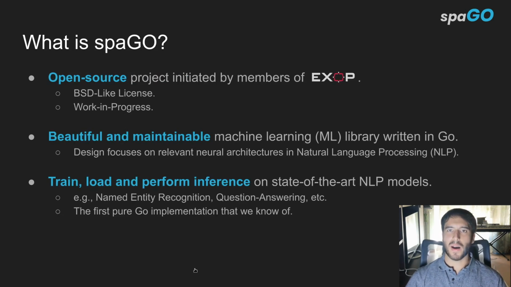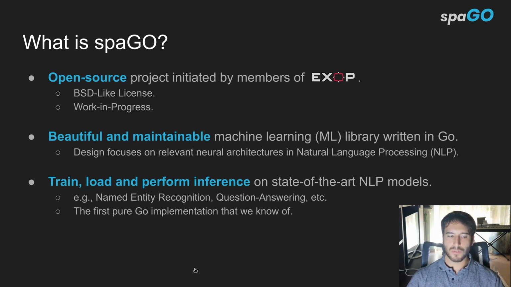So now, what is spaGO? spaGO is a work in progress open source project initiated by EXO members. It's a self-contained machine learning framework completely written in Go, designed to support relevant neural architectures in natural language processing tasks, such as text classification, named entity recognition, question answering, dependency parsing, semantic parsing, automatic summarization, and sentiment analysis, and even, in the near future, automatic translation.